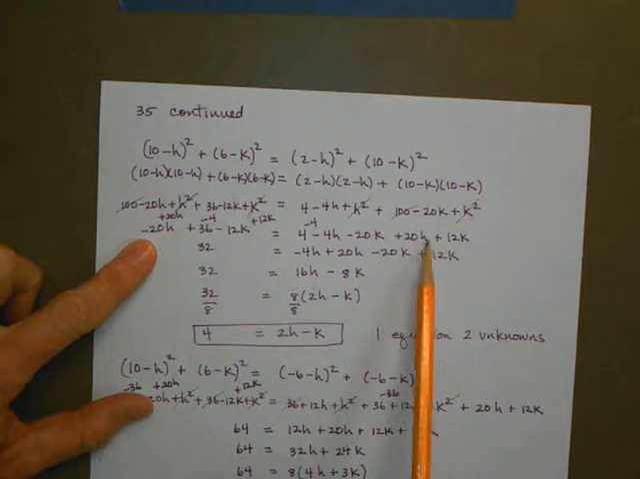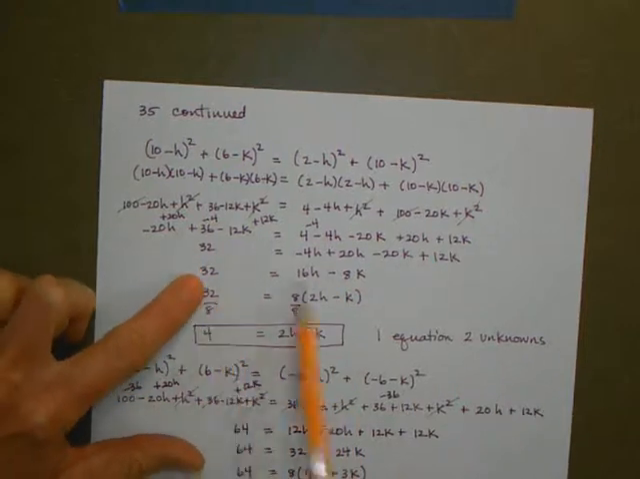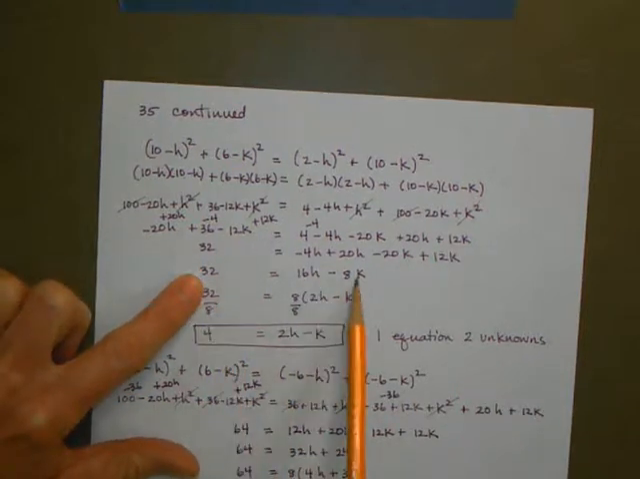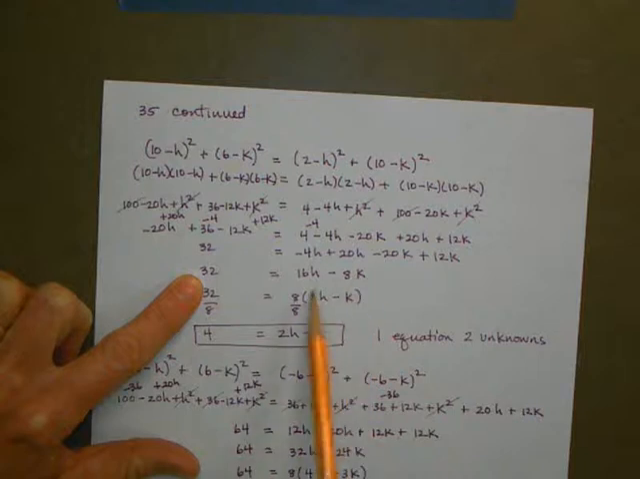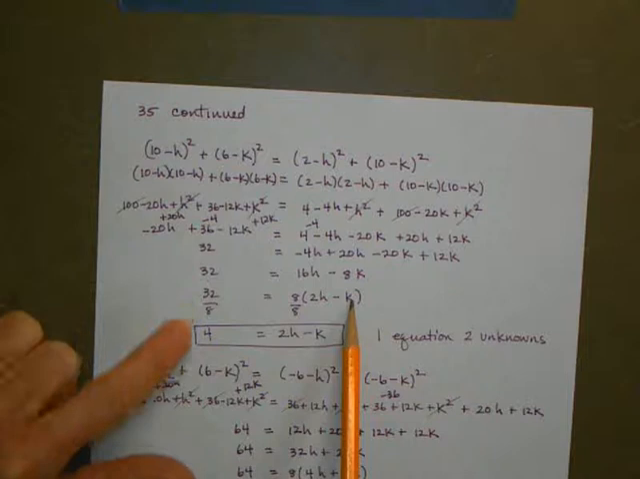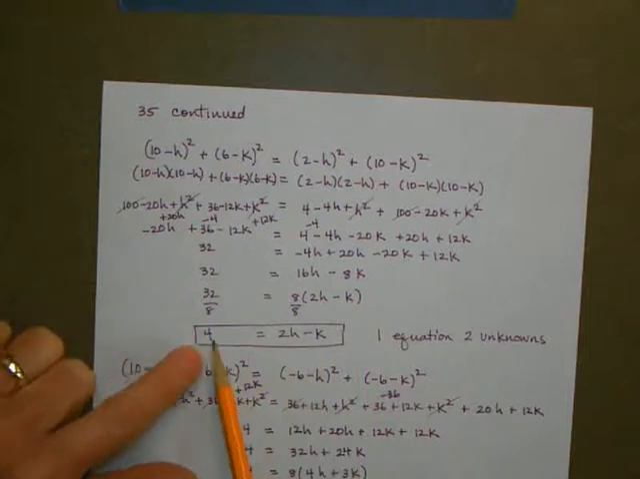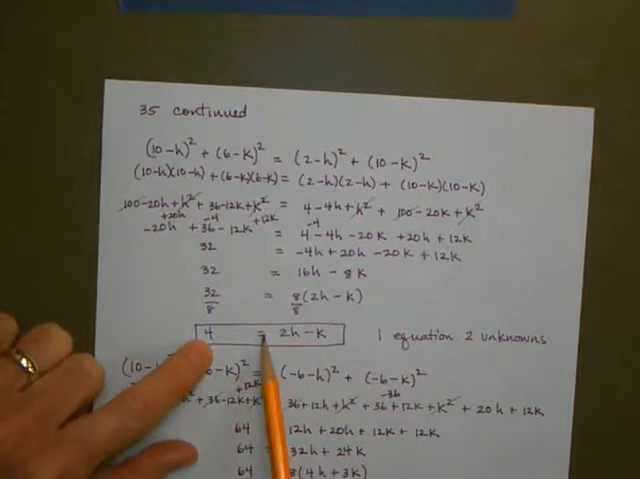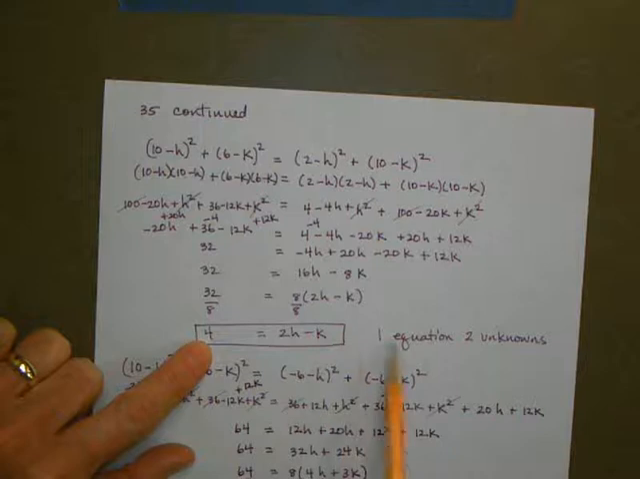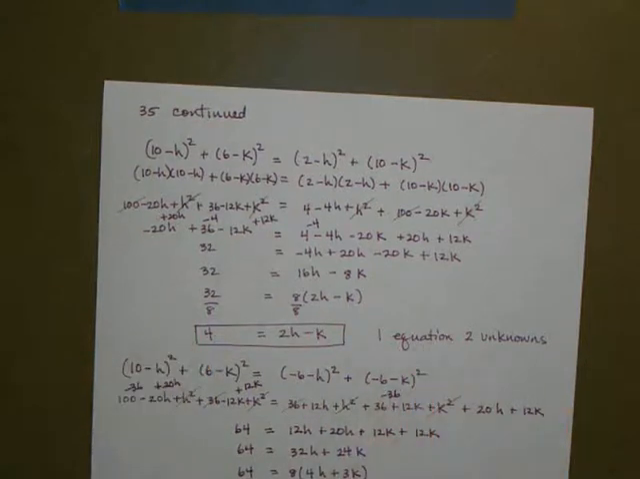And finally, I get 32 equals 16h minus hk minus 8k. Everything else cancels out. So I factor out an 8 here, and I get 2h minus k. And I divide both sides by 8. And so what I end up with here is 4 equals 2h minus k. That's one equation, two unknowns. Okay, maybe I can set the other two equations equal to each other, get a second equation with just two unknowns, and then I can maybe solve a simultaneous set of equations.